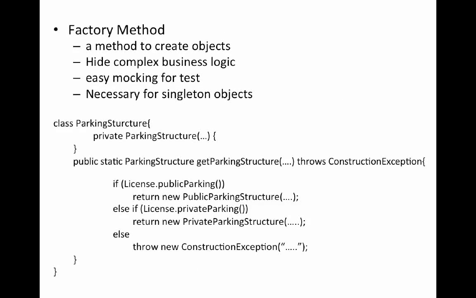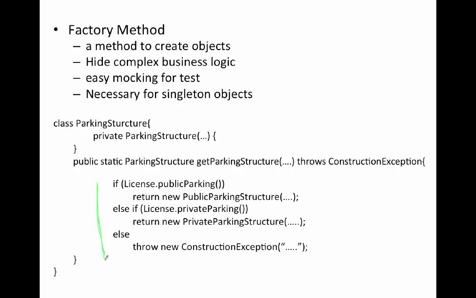And then there's the concept of static factory methods. That's essentially the static method that we just saw to create a singleton object. But there could be reasons to use the static method even if you don't want to restrict the number of objects being created. For example, here, depending on the license somebody has, we give them a public parking structure or a private parking structure object and whatever.